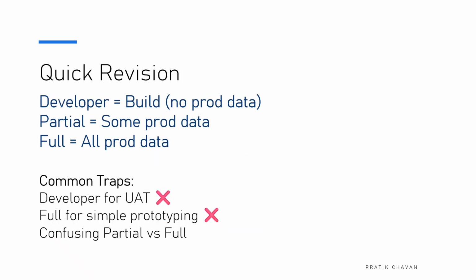Now let's look at the common traps. Developer sandbox for UAT is usually wrong. UAT needs realistic data relationships. Full sandbox for quick prototyping is overkill. Confusing partial and full. You need to always remember partial equals subset and full equals everything. And also remember, sandboxes are not just for developers. BAs actively use sandboxes for UAT coordination, training, and validation.